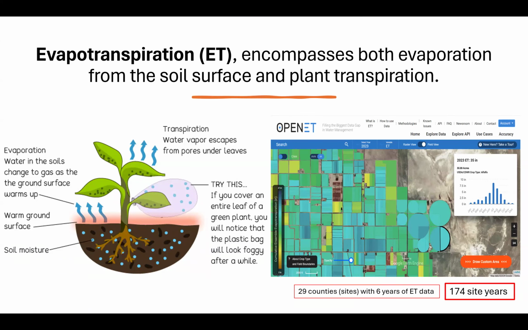We have 29 counties, so I have collected evapotranspiration data for each county for 6 continuous years, from 2018 all the way to 2023. In total, we have 29 counties, which means 29 sites and 6 years of data, which contributes to 174 site years of data for evapotranspiration.